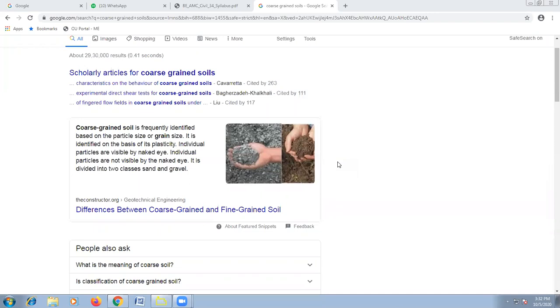Right. So among coarse grained soil, you have two types. First you have gravels.